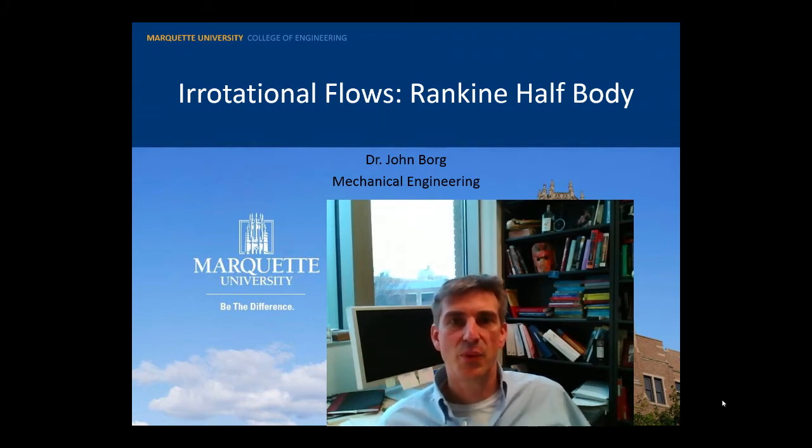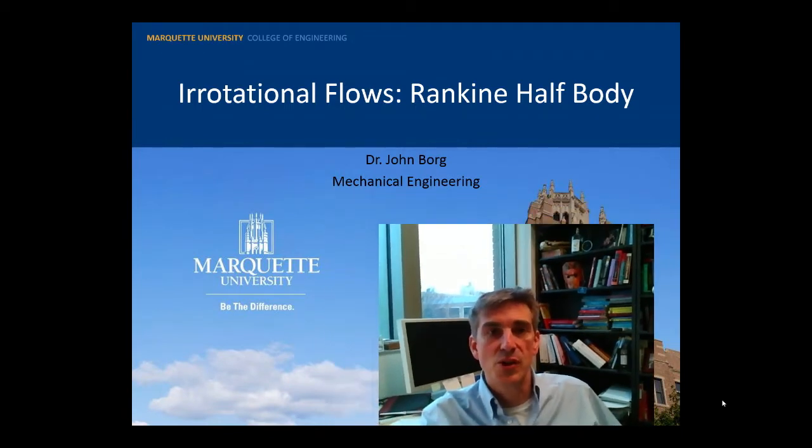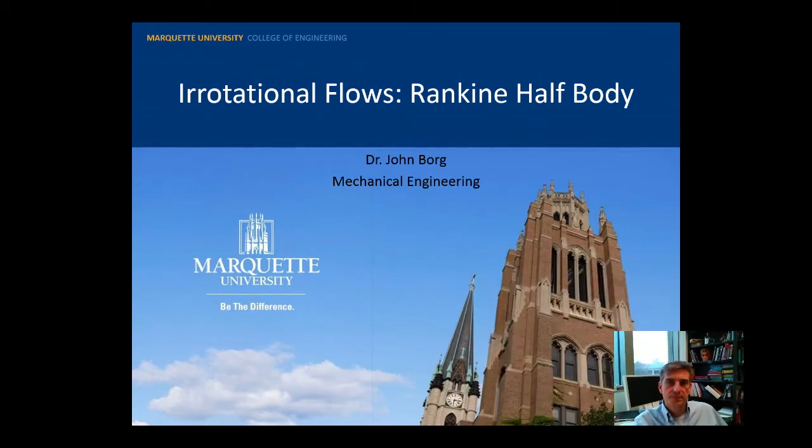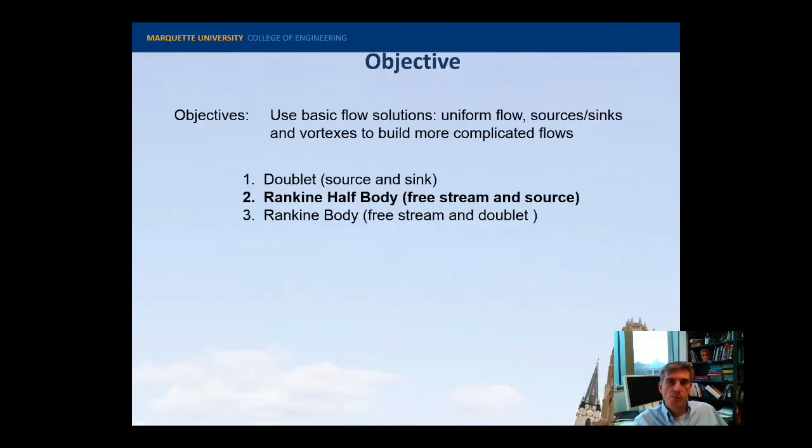And so the Rankine half body is a problem that kind of encompasses the whole picture. So it's a nice one to look at. The objective is to use the basic flow solutions, namely uniform flow and a point source, to build a more complicated flow. We've already done the doublet. We did that last time, which was combining a source and a sink.